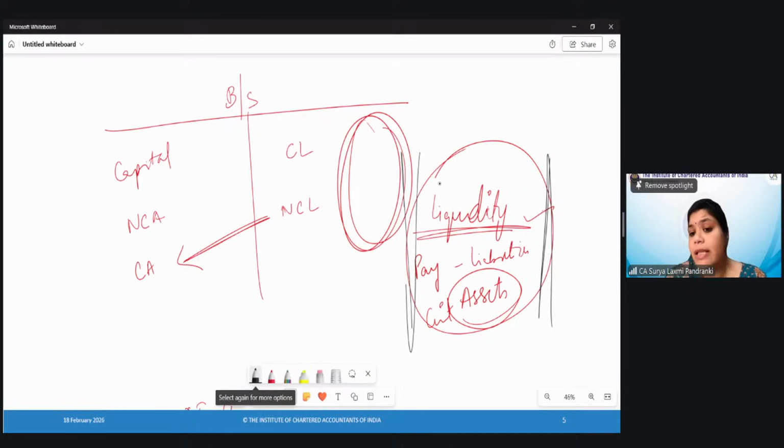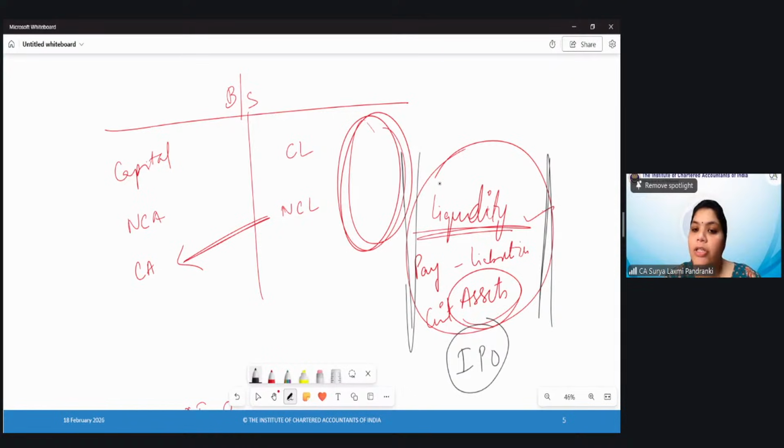Now, where do we use this liquidity? Like I've mentioned, when you're applying for a bank loan, or when you want to go for this IPO. I hope you all know what is IPO, initial public offer.